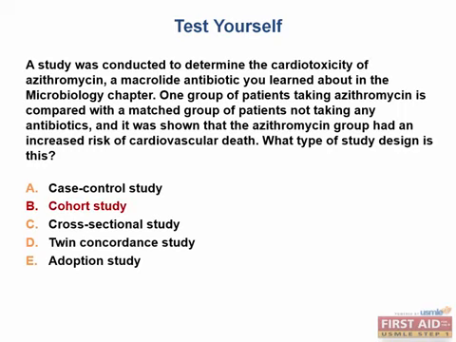So the answer here is B, a cohort study, and it is prospective. We know that it is a cohort study because the question tells us that we are comparing two similar matched groups. Additionally, one group of patients experienced an exposure to azithromycin and are now being observed for development of a disease. This is prospective because both groups are being monitored for future events.